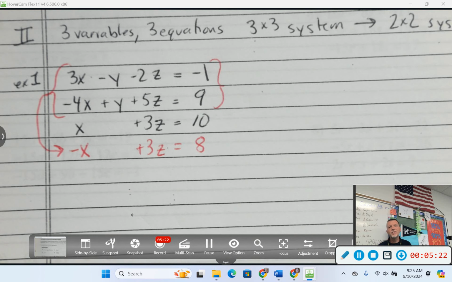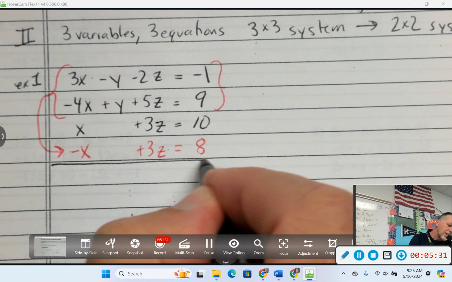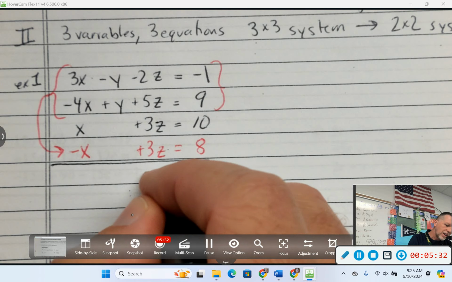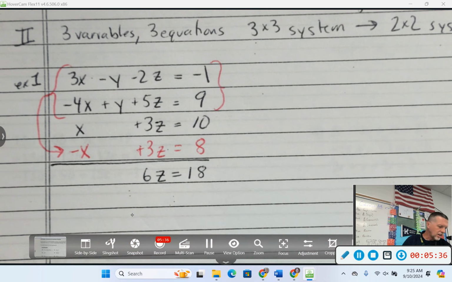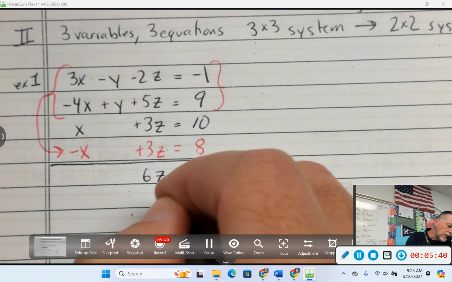Well, this is like as easy as they come, because now this one is already set up to add those two, because my x's will go away. 6z equals 18. So z equals 3.